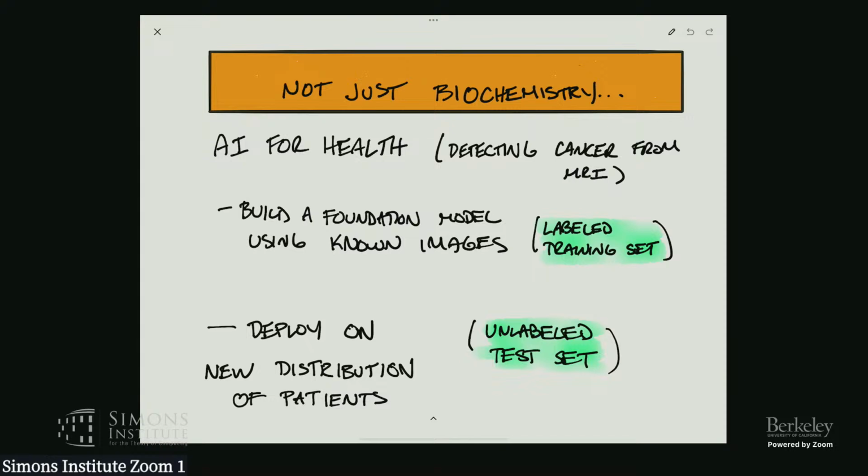And then what you'd like to do, of course, is deploy this on some new population of patients. Obviously, there is going to be a distribution shift. And it's very disconcerting to think that we actually don't understand very well how my model is going to perform when it's given patients or images from an unlabeled test set that has been subjected to distribution shift. And I think this is one of the major barriers as to why more models aren't deployed right now for AI for health tasks.